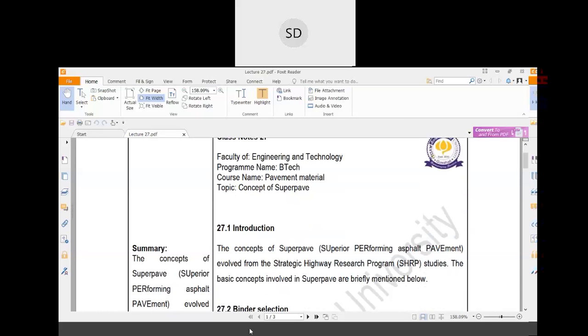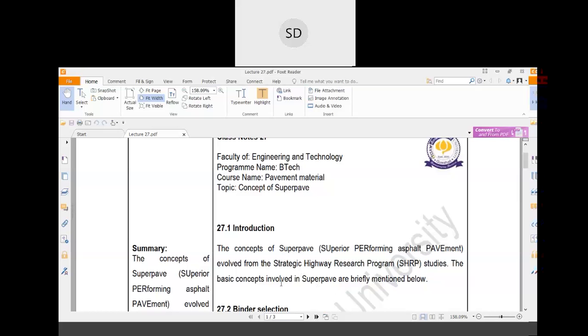So today we'll discuss Superpave. Superpave basically indicates a superior pave. We'll be going through the different basic things which you have to follow while designing a Superpave. If you derive the term Superpave, it indicates superior performing asphalt pavement.